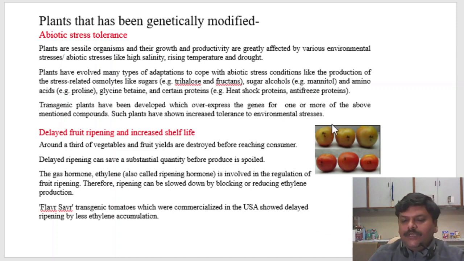As you can see, these are tomato fruits of the same age. This is non-transgenic, which has already ripened, while this is a transgenic tomato showing less ethylene accumulation, and you can see that it can still be kept on the shelf for some more days before actually getting overripe and of no use.